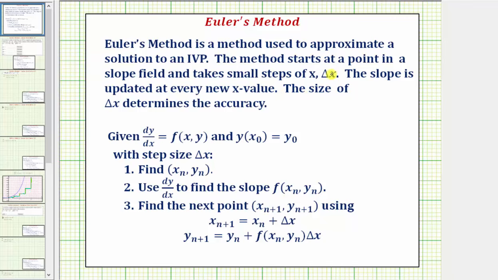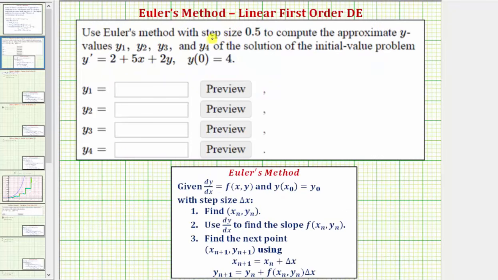So our differential equation is in the form dy/dx equals f of x comma y, and y of x sub 0 equals y sub 0, with step size equal to delta x. So now we'll go back to our problem and follow these three steps for each approximation. And again, notice how we were given the step size is equal to 0.5, so delta x equals 0.5. Let's set this up on the next slide.